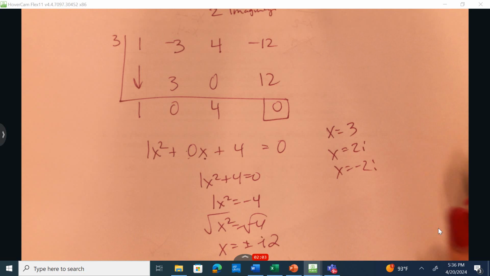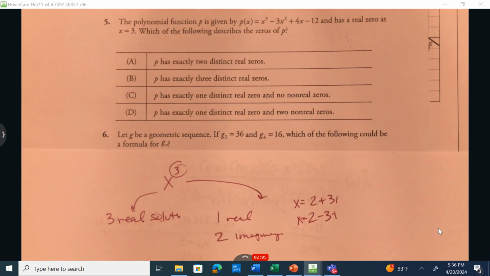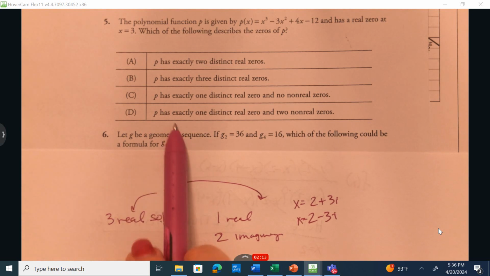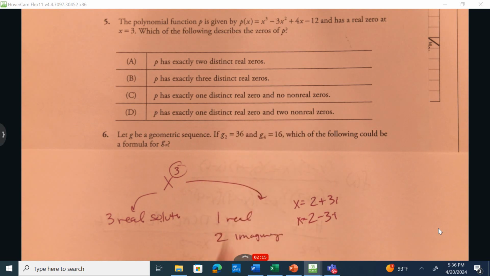Now let's look at our multiple choice options. We have exactly 1 distinct root of 3, and we have 2 non-real, imaginary, complex zeros. So exactly 1 distinct 0 and 2 non-real zeros. Correct answer is D.